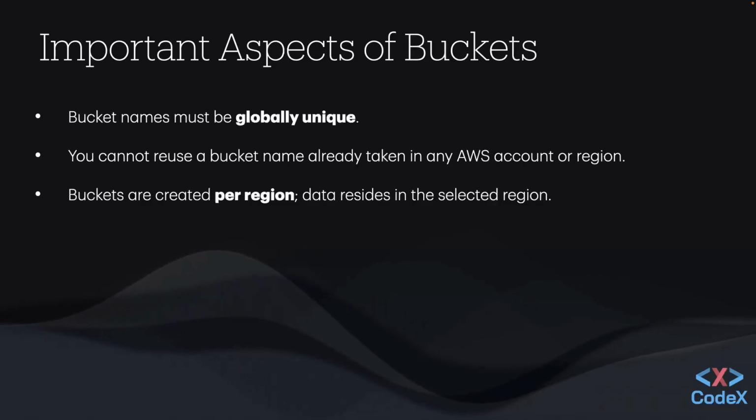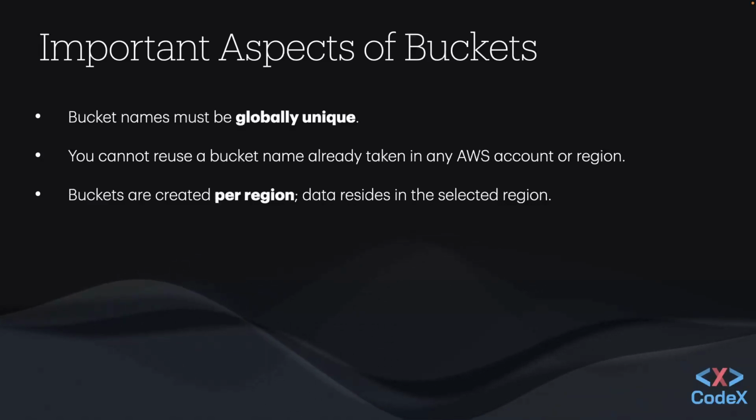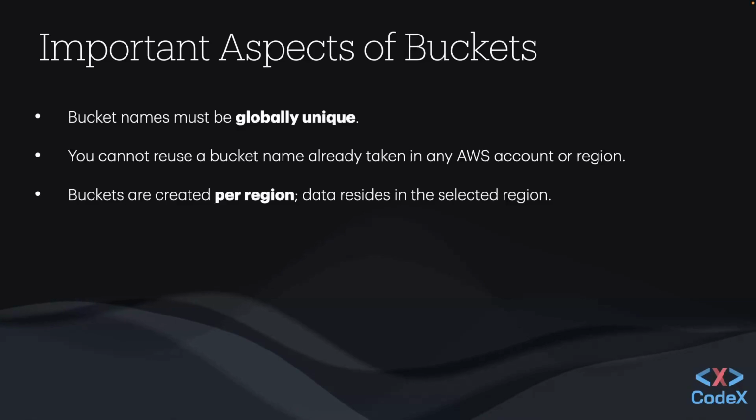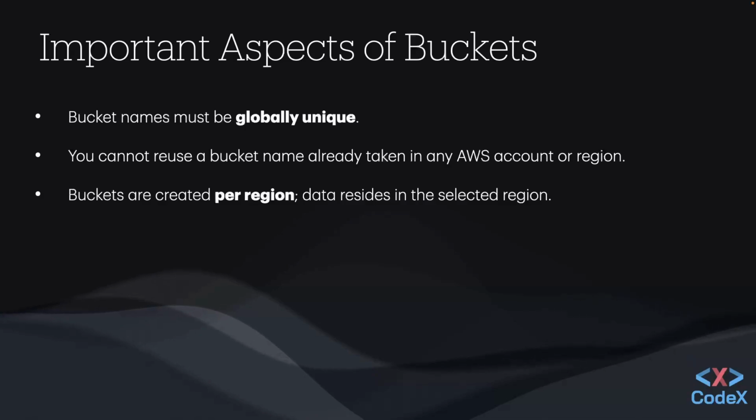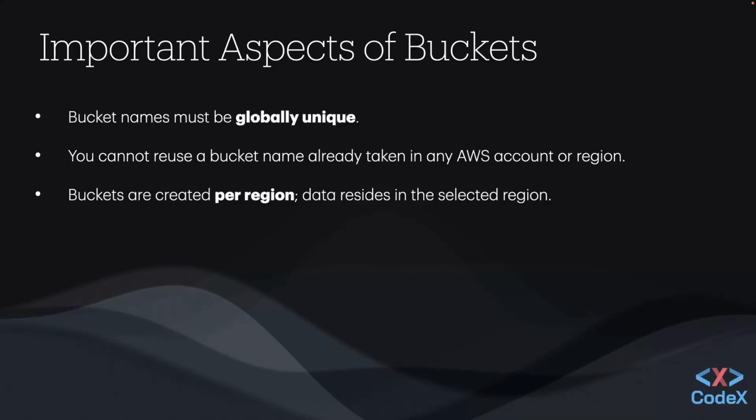Important aspects about buckets. Buckets must comply with certain rules and considerations. The name of a bucket must be globally unique, meaning no other bucket with the same name can exist in any other AWS account or region. For example, if someone has already registered a bucket named Codex Academy 123456, we won't be able to use that same name, even if we're in another account or region. Buckets are created at the regional level, which means all the data you store in that bucket will reside in the region you select at the time of creation.